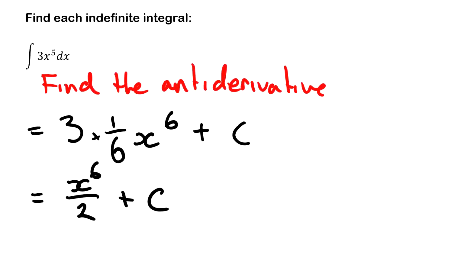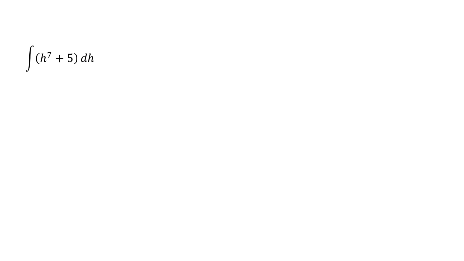So again, you need to find the antiderivative. So what we do there is, remember the 3 remains, we times it by the new power. In this case, it went from 5 to 6, so we times it by 1 over 6, x to the power of 6. And then remember, you need to add that constant on the end, that unknown. Now, in some questions, you'll be given a point, which you can use to find c, and we'll show that later. So here we have another one, and we do the exact same thing.